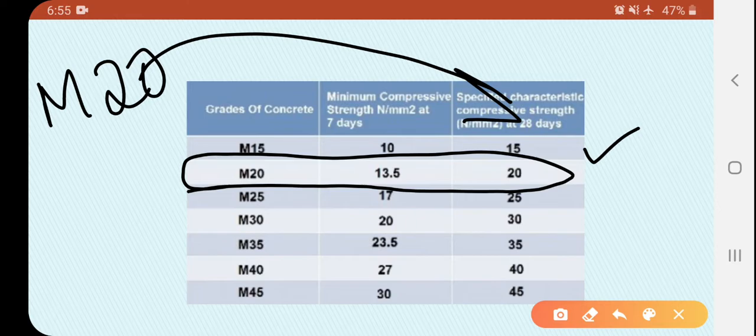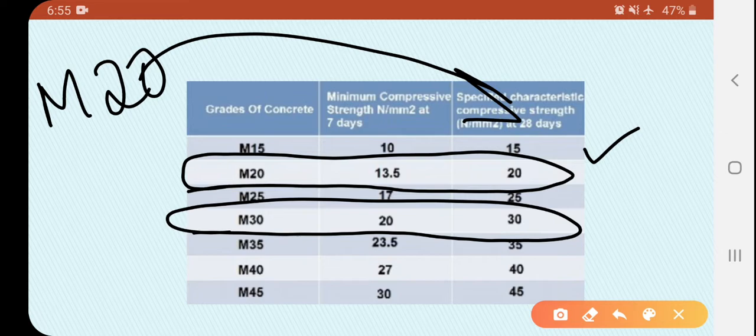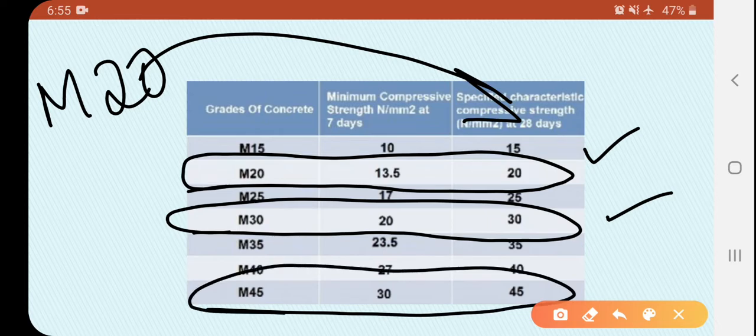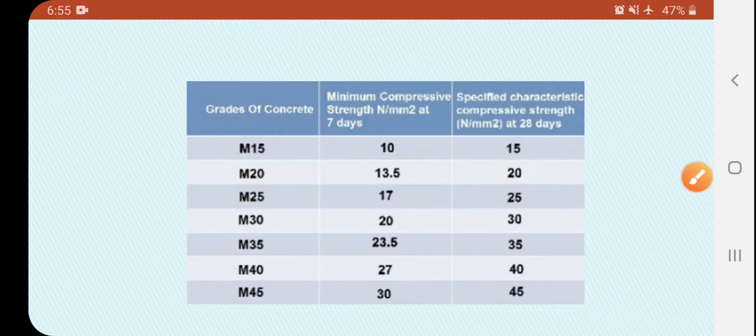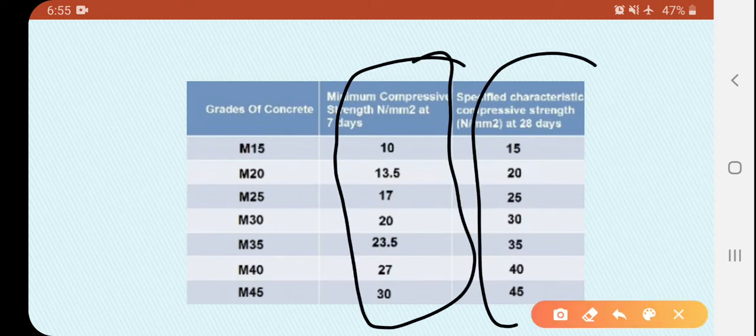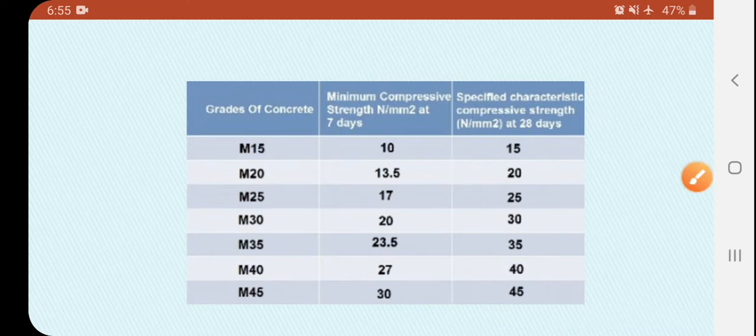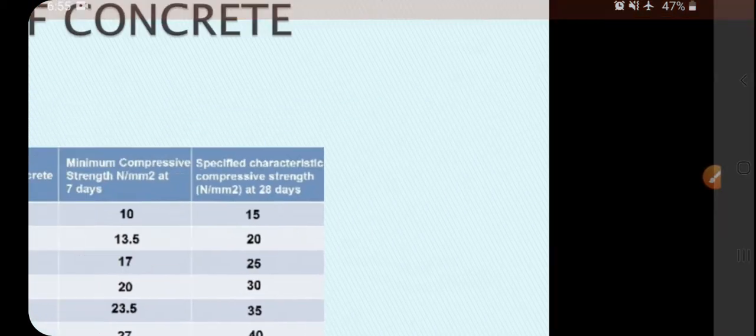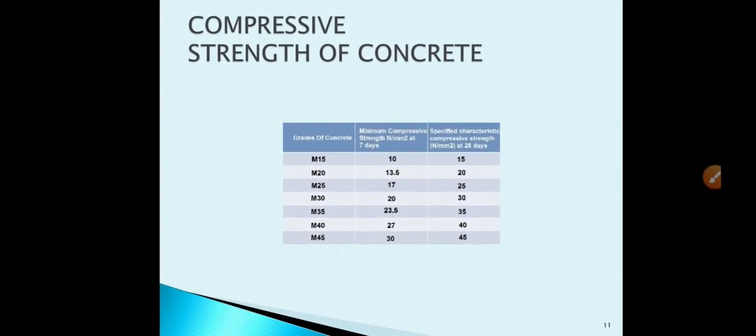For example, M30, the compressive strength of the concrete will be for 28 days 30 Newton per mm square. Similarly 45 Newton per mm square. You can see here, in 7 days the compressive strength value will be lesser compared to the 28 days. That's why we are taking the 28 days compressive strength value. These are the compressive strengths of aggregate.